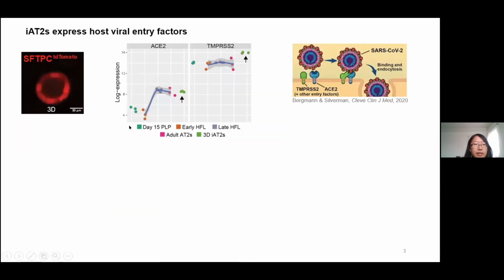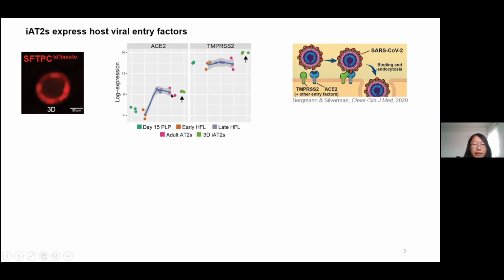So here's some data looking at our 3D spheroid model. This is using data from Killian's data set as well, looking at day 15 primordial lung progenitors, early and late human fetal lung, as well as adult type 2 pneumocytes in comparison to the IAT2s in 3D. You can see that as compared to the adult type 2 pneumocytes here shown in pink, our IAT2s in 3D show comparable expression of ACE2 and TMPRSS2, which are two key factors for host viral entry.